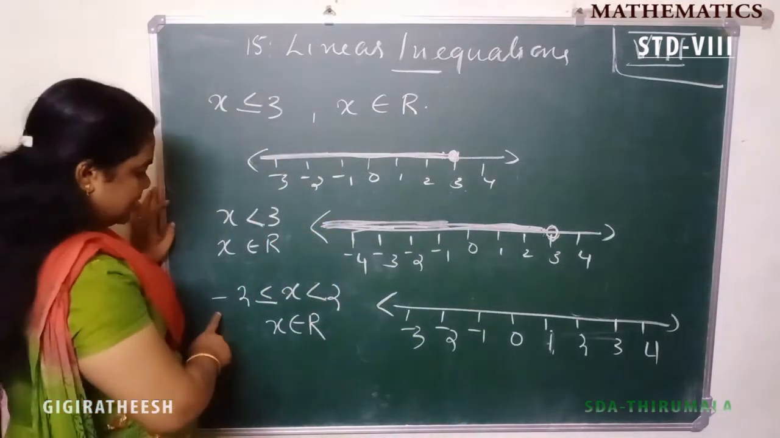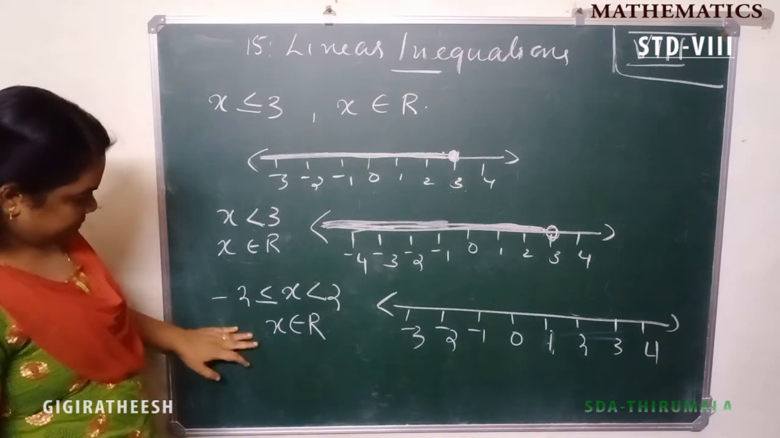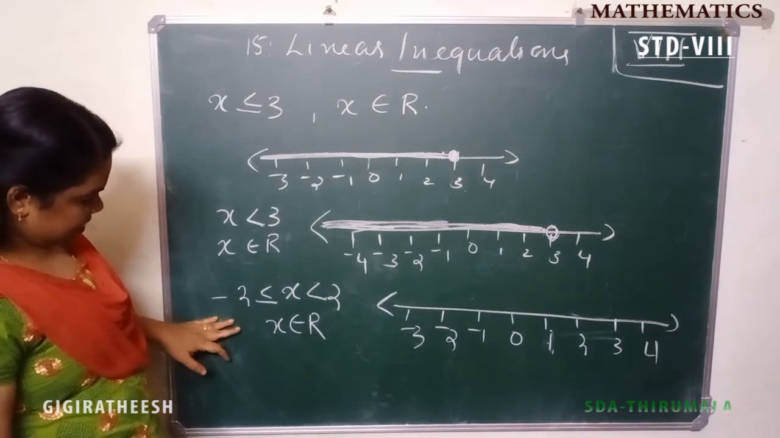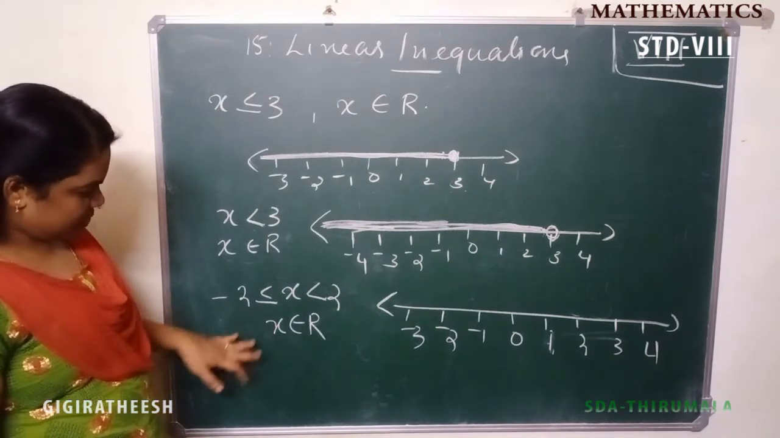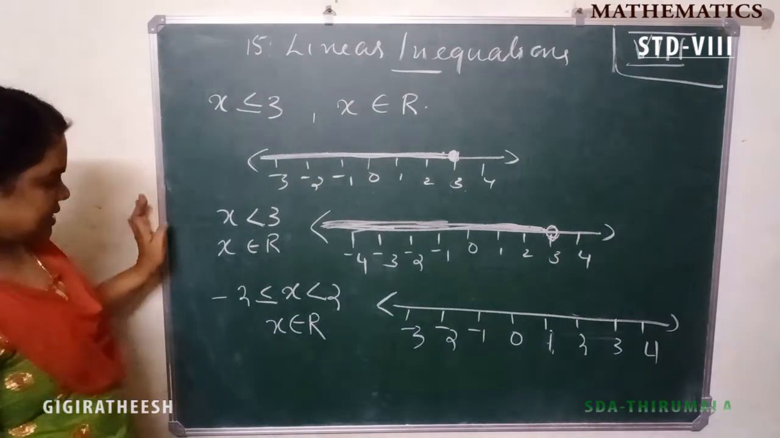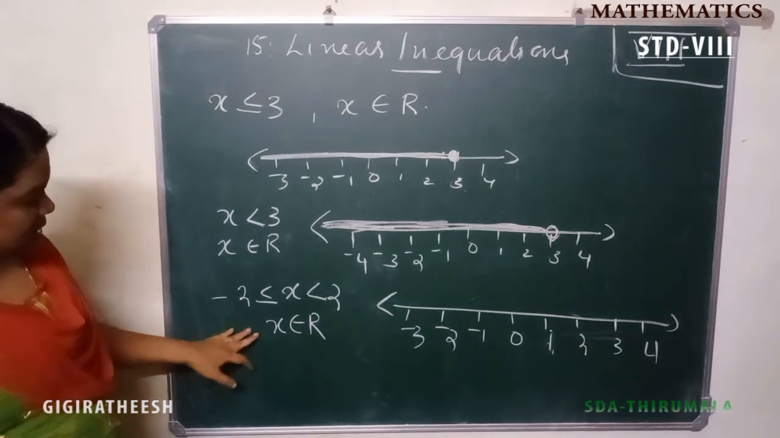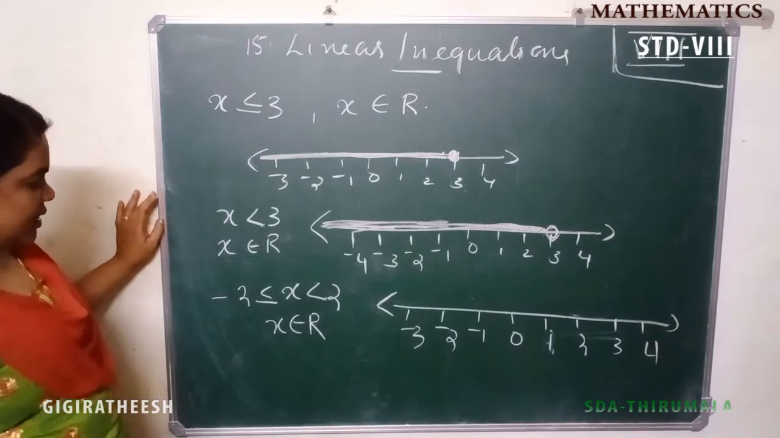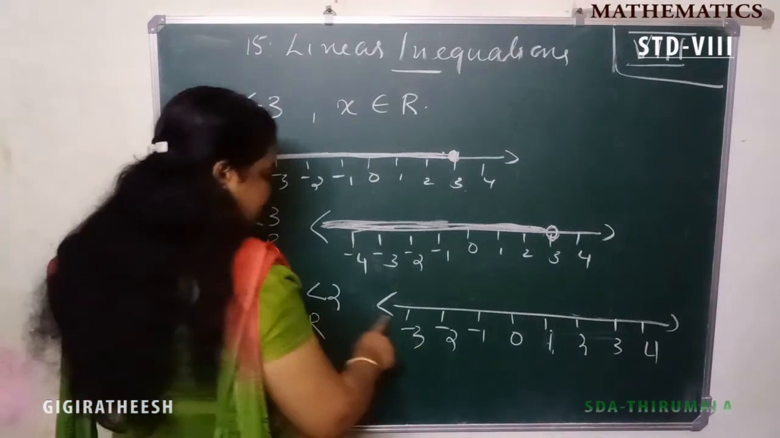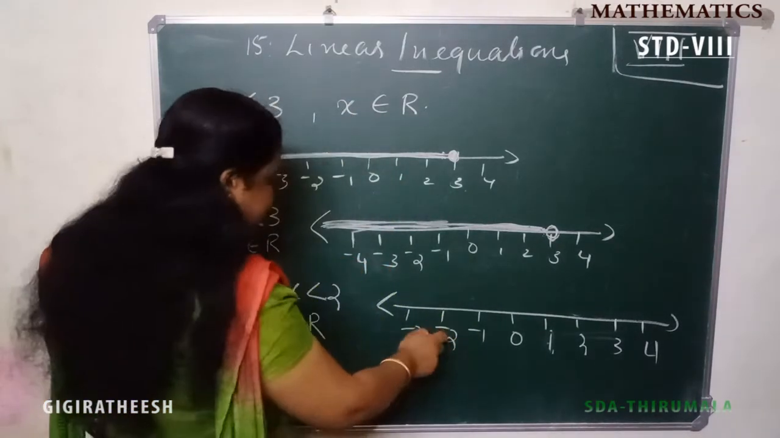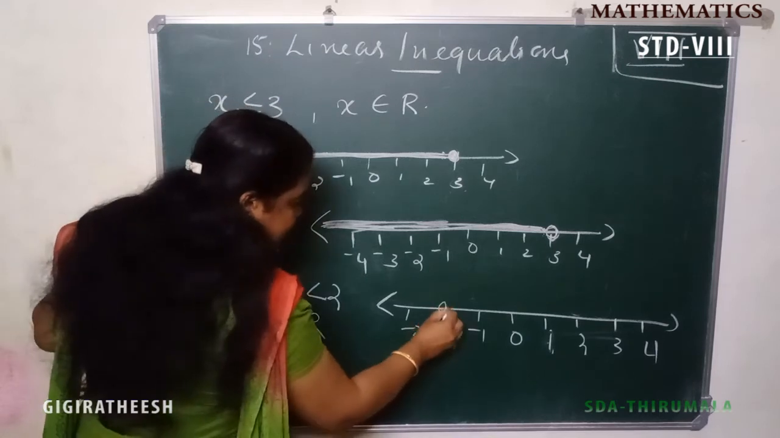Circle it. And then here is a question. This is the solution: minus 2 less than or equal to x less than 2. That is, x is in between minus 2 less than or equal to, and x less than 2. This is minus 2 less than or equal to, that means darkening this.